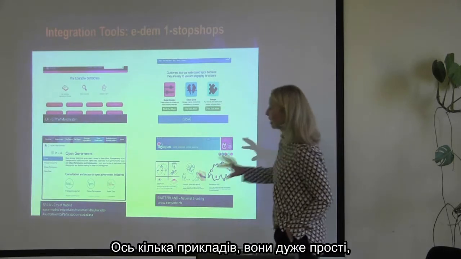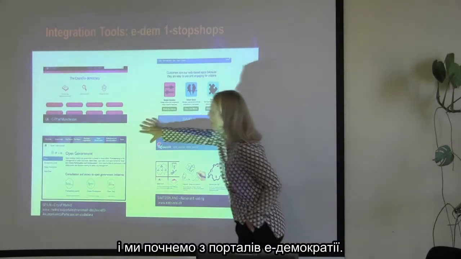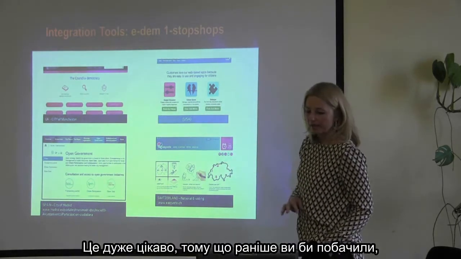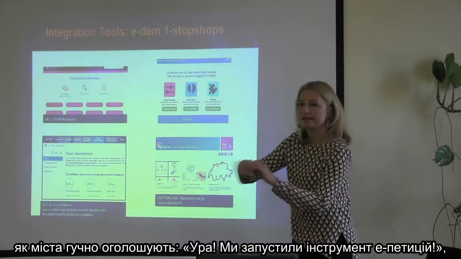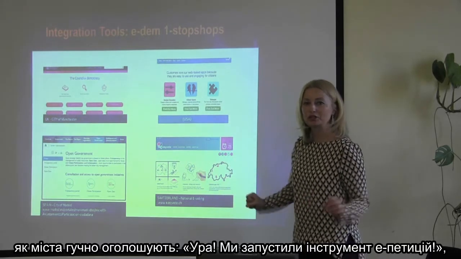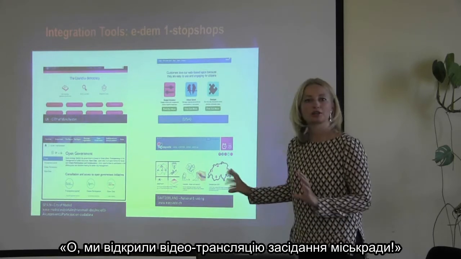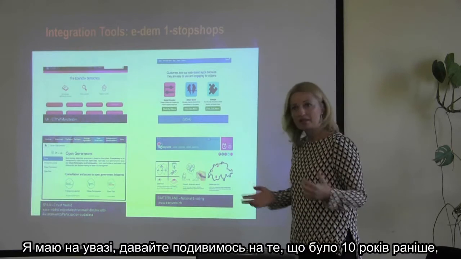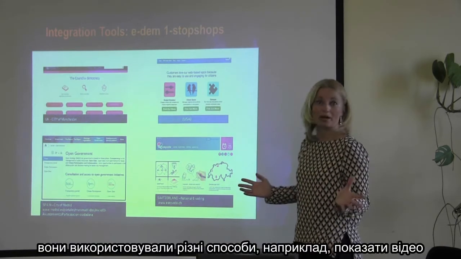Now, these are some examples. These are fairly simple, so we're starting with these e-democracy portals. This is very interesting because, as I said before, you would see cities would have a big headline: we launched an e-petitions instrument. Ooh, we launched video streaming of our local council meeting. I mean, let's say 10 years back, make no mistake, this was quite groundbreaking.